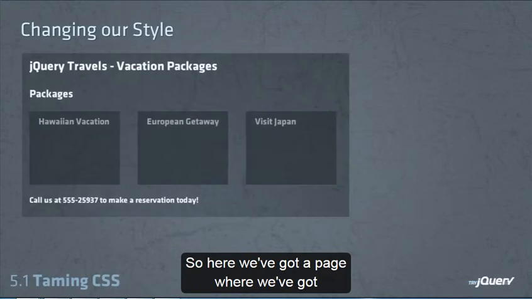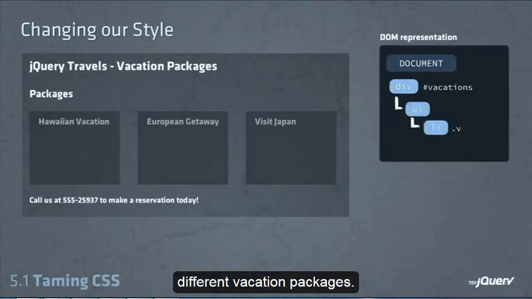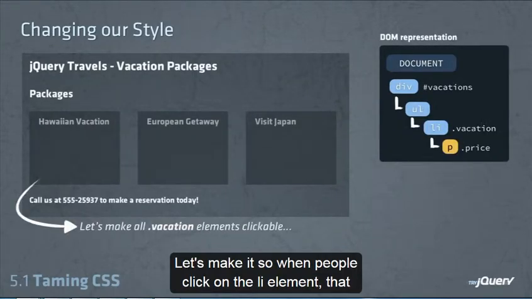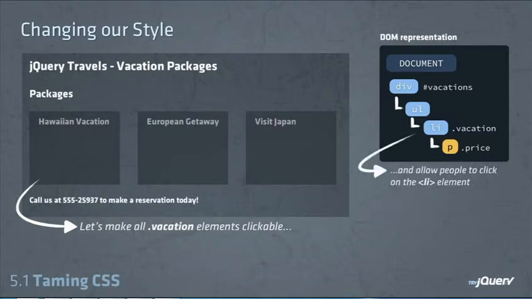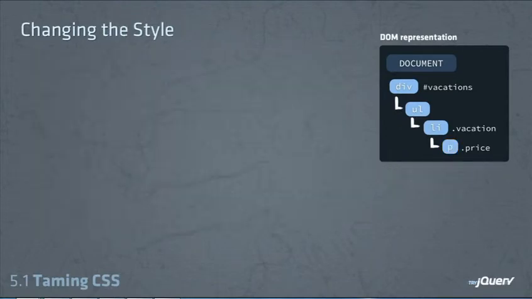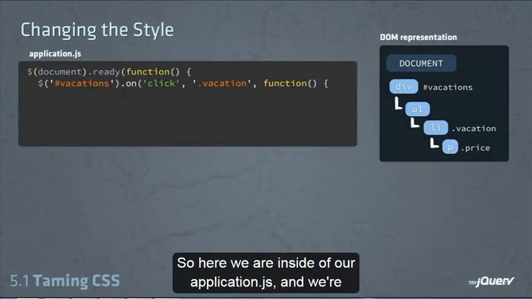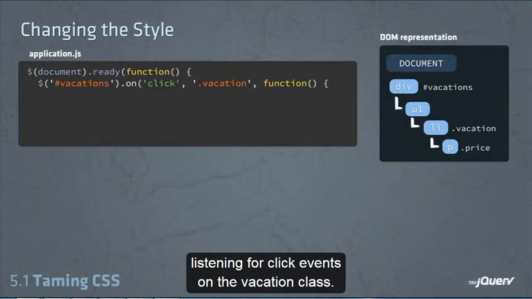So here we've got a page where we've got different vacation packages. Let's make it so that when people click on the li element, that it changes the style. So here we are inside of our application.js, and we're listening for click events on the vacation class.